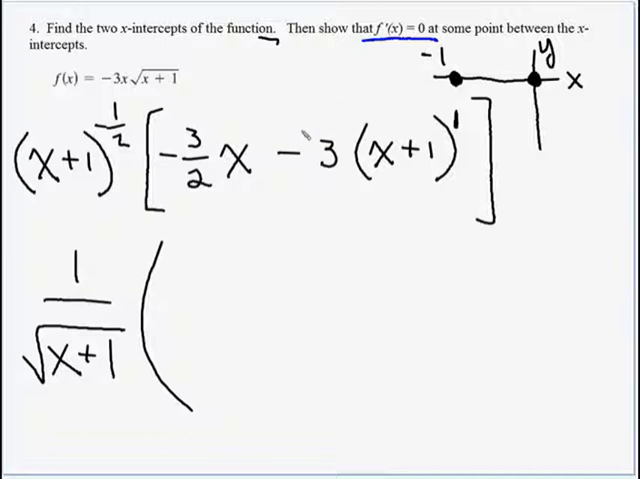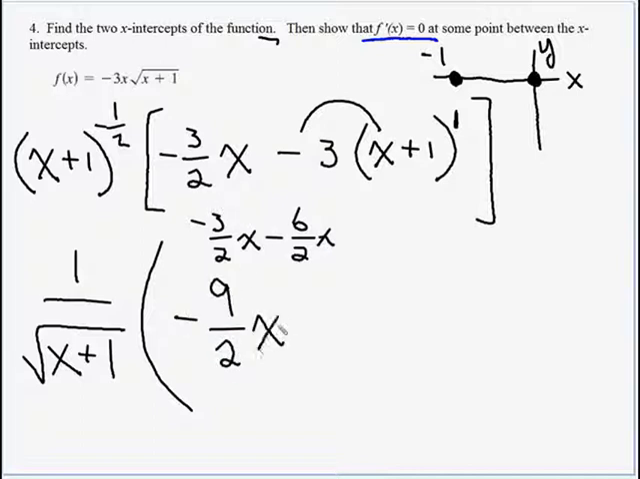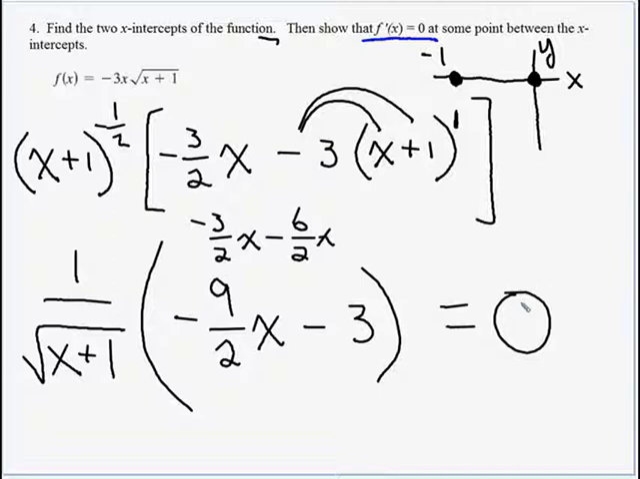and that's going to be multiplied by this. We're going to distribute the minus 3x, so we have minus 3 halves x minus another 3 halves x, which is 6 halves x. So if we combine those, we get minus 9 halves x, and we distribute the minus 3 in here, and it'll be minus 3. So now we have two factors multiplied together and set equal to 0.